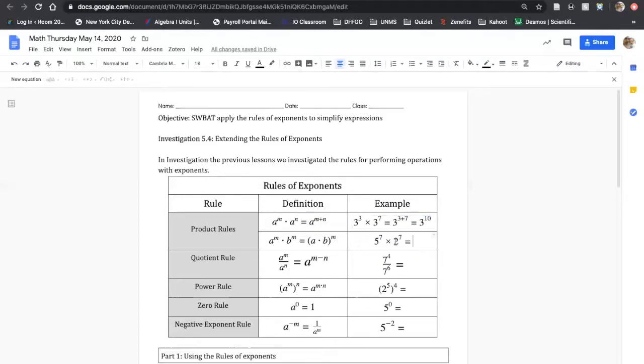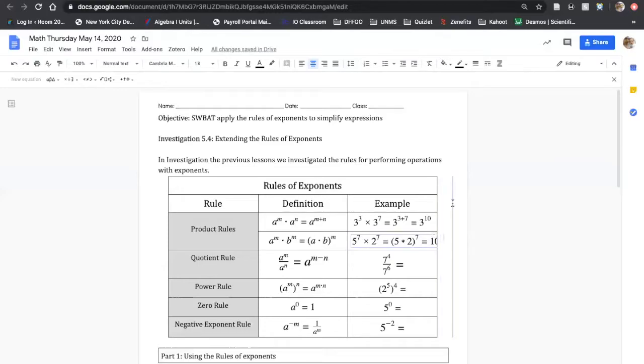The second product rule is when we have different bases, but the exponents are the same. And this recipe over here tells me I need to multiply the bases together. So I need to do 5 times 2 and raise all that to the 7th power. So that's going to be equal to 10 to the 7th power.